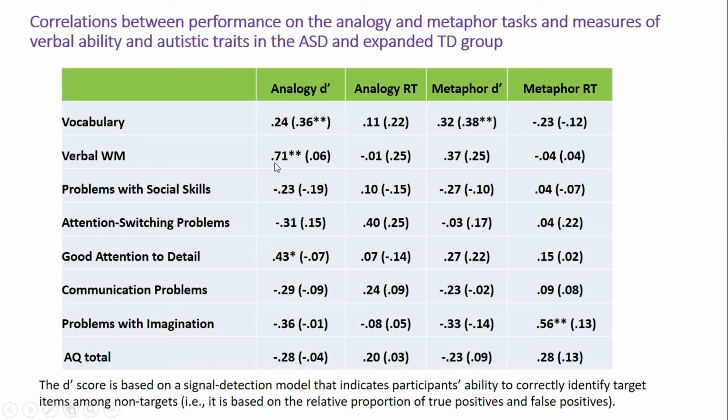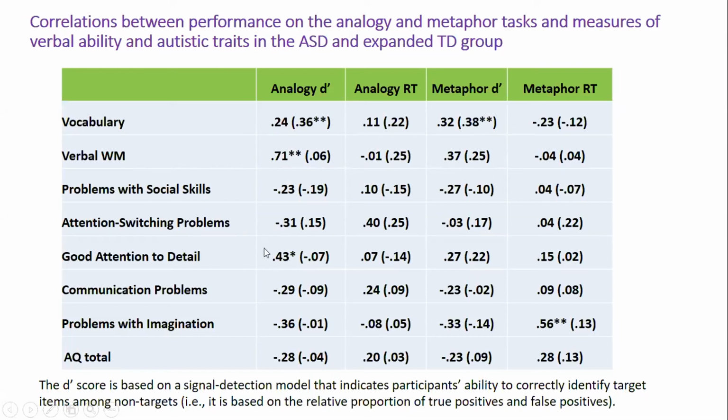Here you can see a very, very strong correlation between verbal working memory and analogical reasoning in the autistic group. This is a very strong relationship. And again, there's a similar relationship between verbal working memory and metaphor processing in the autistic group, but again, this is not significant.